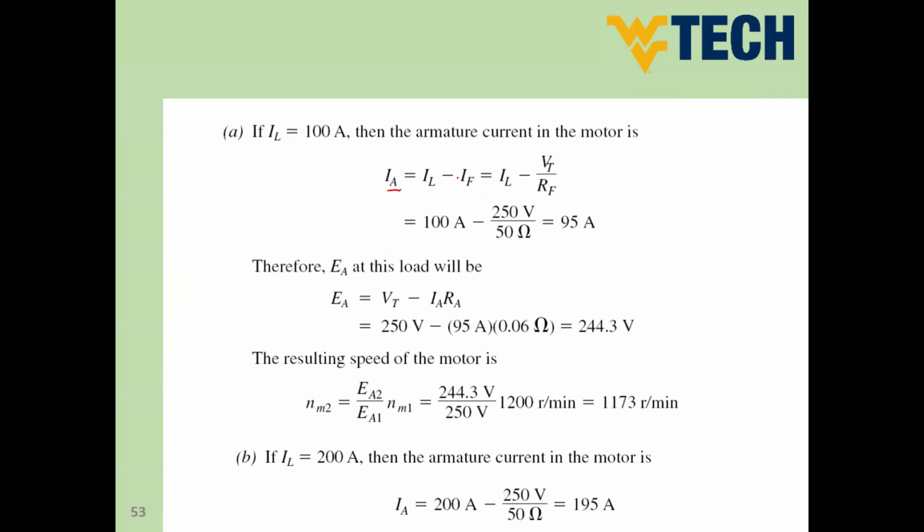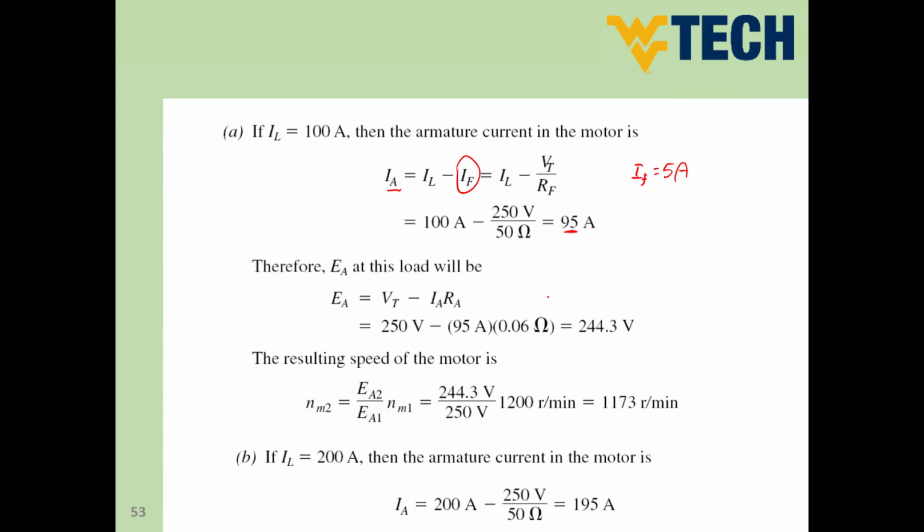And the field current is nothing but VF divide RF, or V total divide RF, because it's shunt. So we can say 100 ampere minus 250 volt divide 50 ohms. So 250 divide 50 is going to be 5. So the armature current is going to be 95 ampere. So the field current here, guys, is only 5 ampere. Let me write these down here. So IF is 5 ampere.